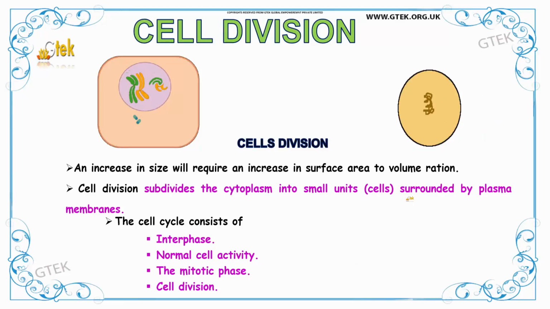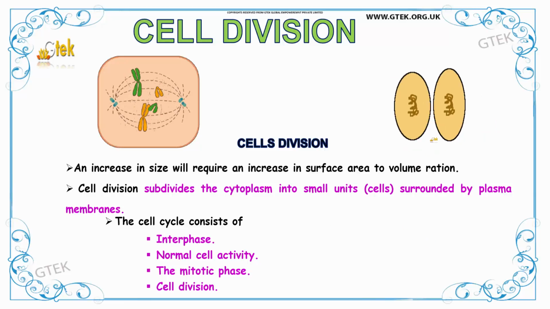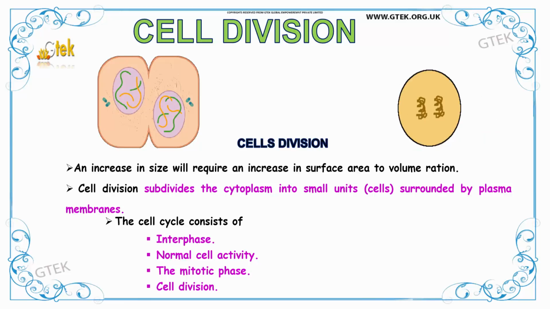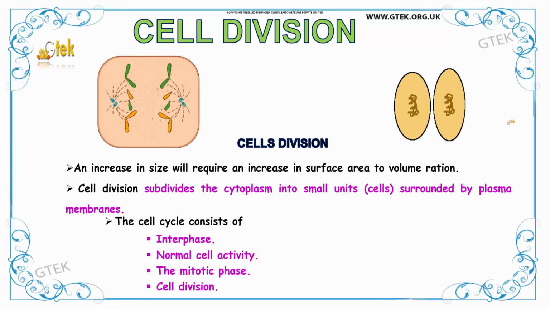Now we are going to see about cell division. An increase in cell size will require an increase in surface area to volume ratio. Cell division subdivides the cytoplasm into small units surrounded by plasma membranes. The cell cycle consists of interphase, normal cell activity, and the mitotic phase, cell division. You can see it over here.